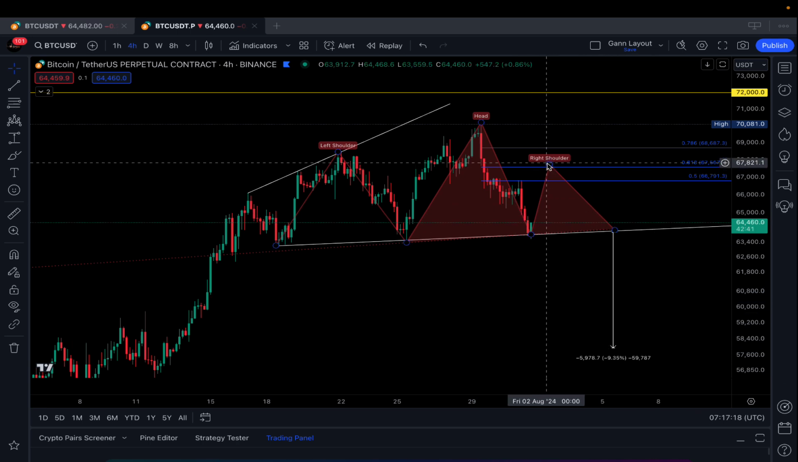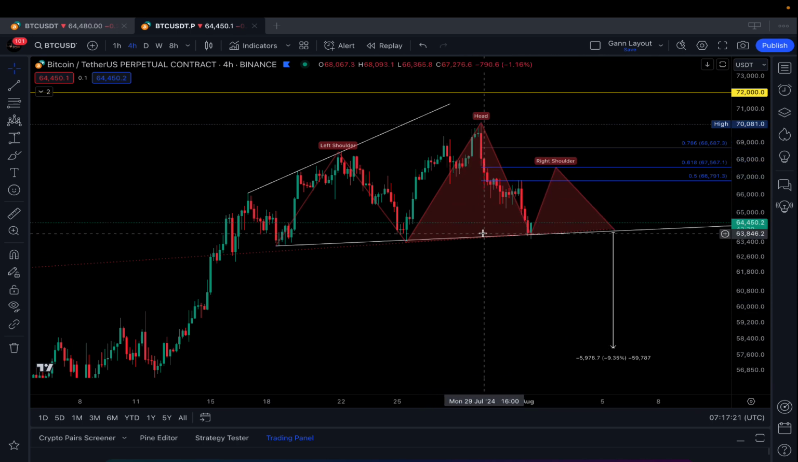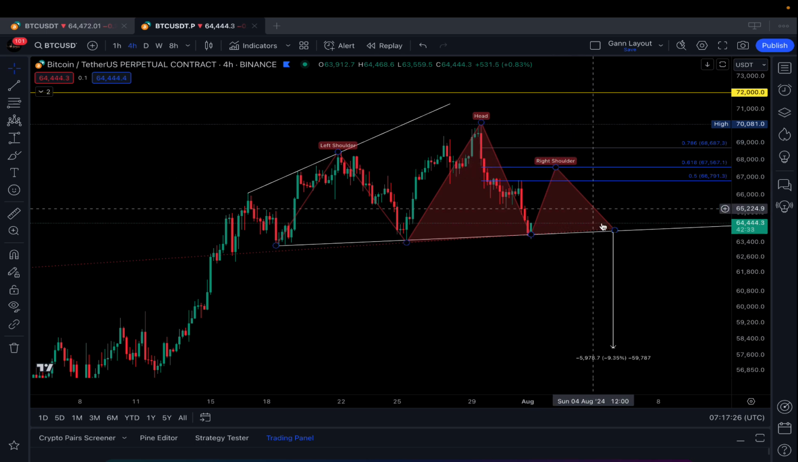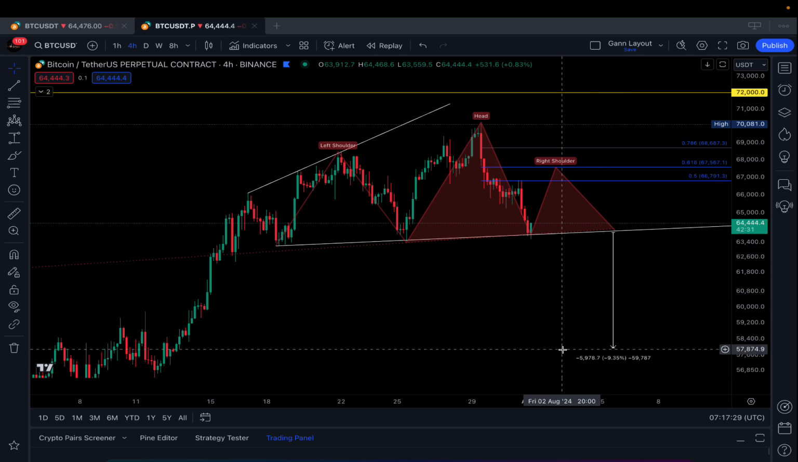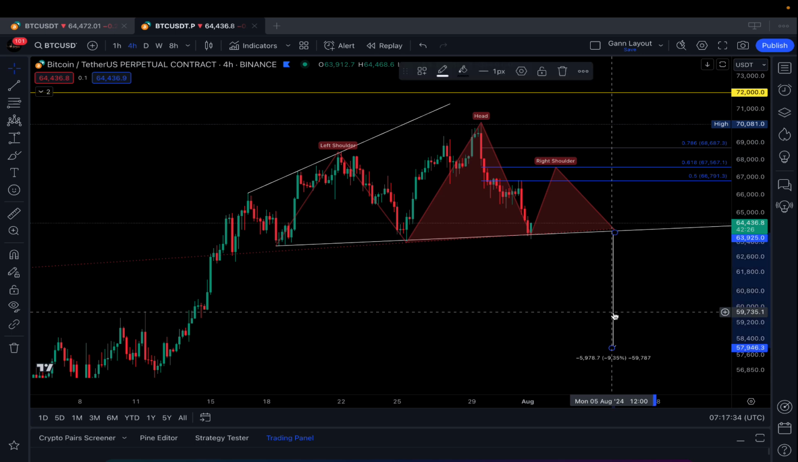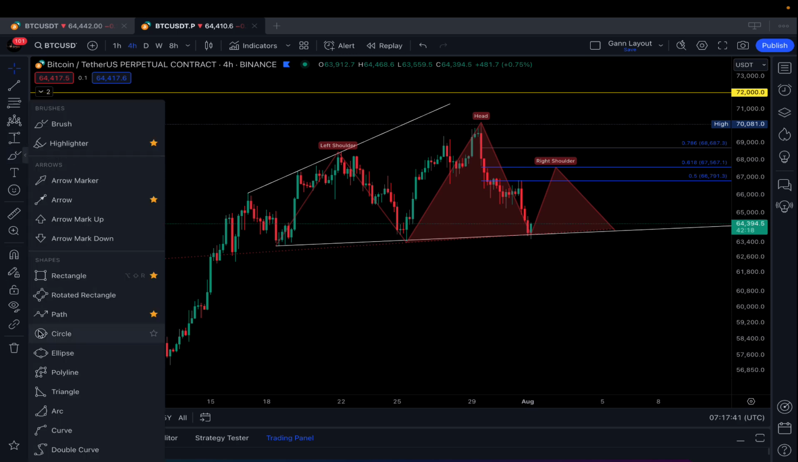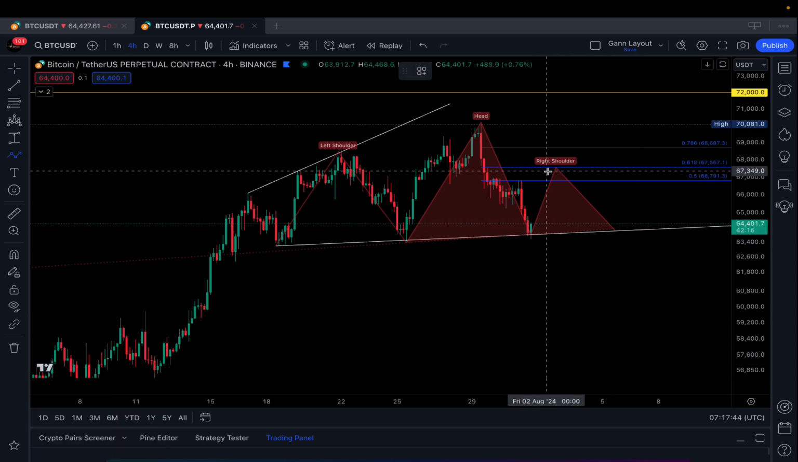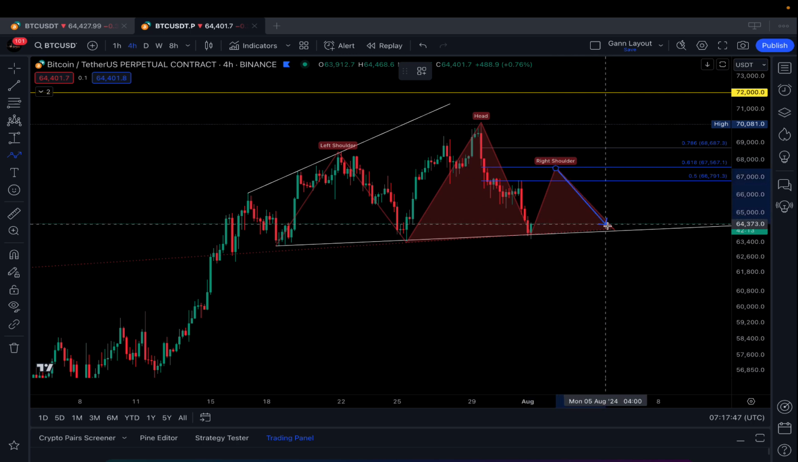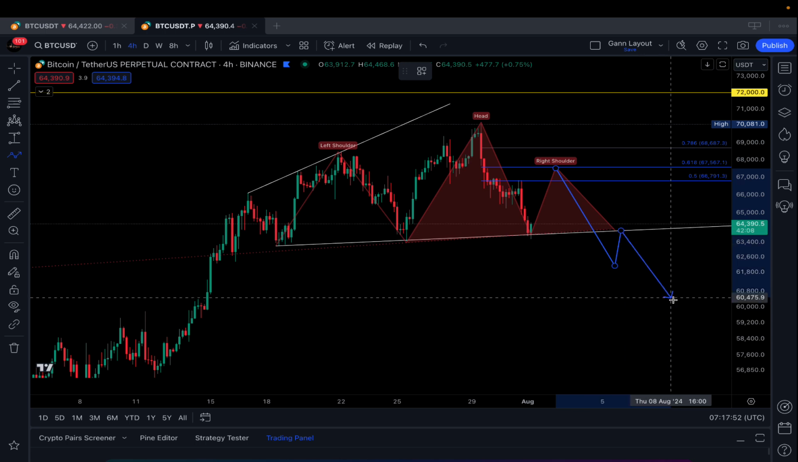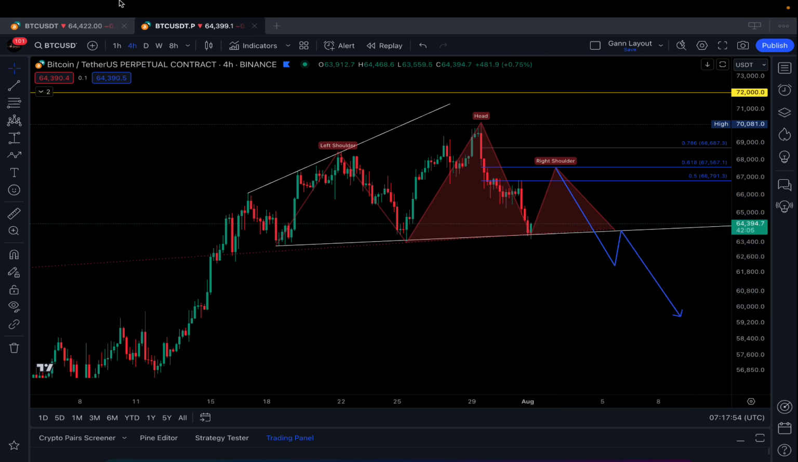So let's assume that Bitcoin will now bounce to 67.5, 67.6, and then move lower to 58. We are talking about more or less a 10k move that we can catch with Bitcoin. How will this be confirmed? If we see Bitcoin moving down from the right shoulder, it will be the first step, and a test of the neckline as resistance will be the final confirmation.